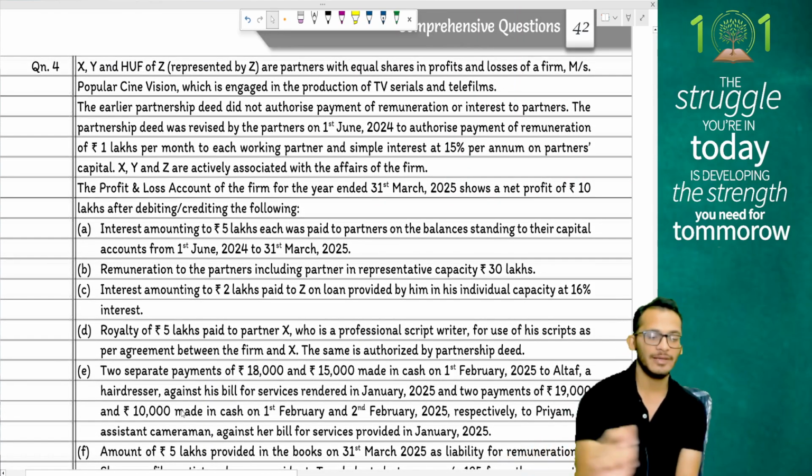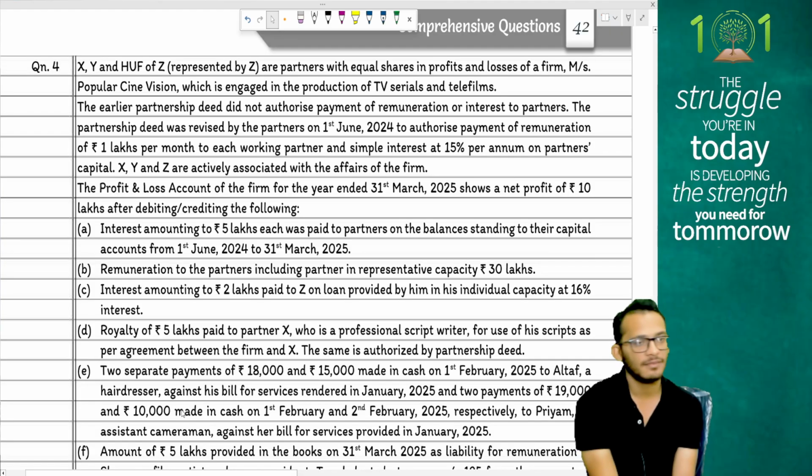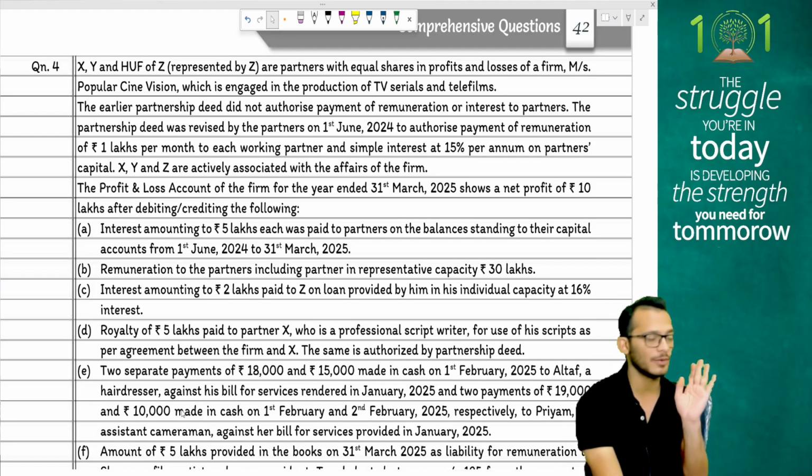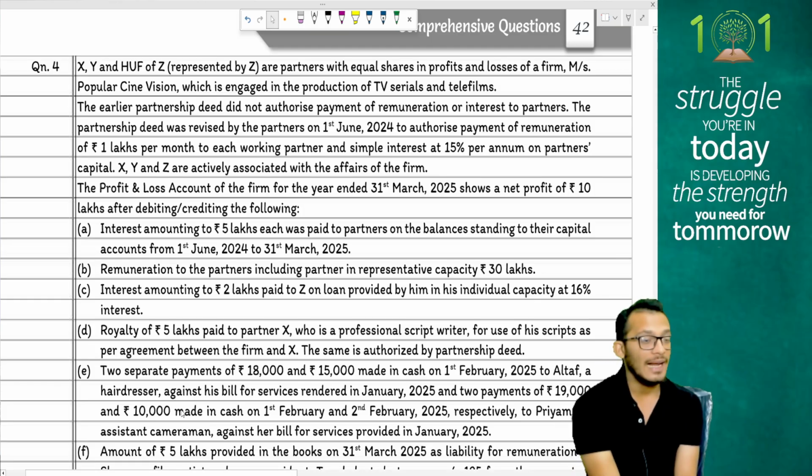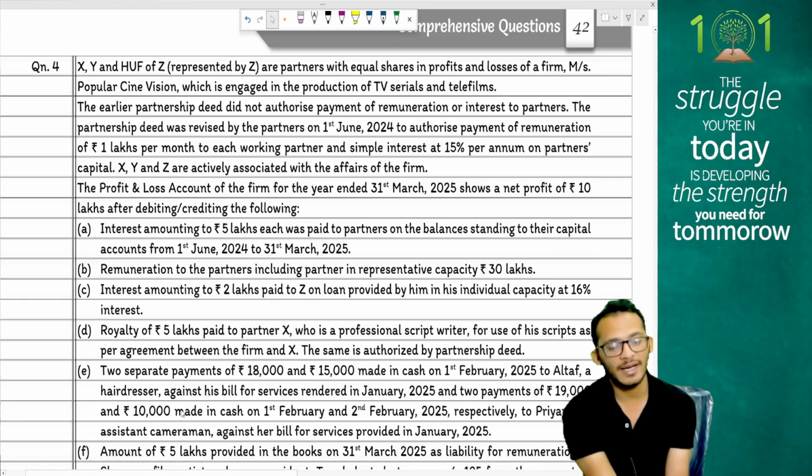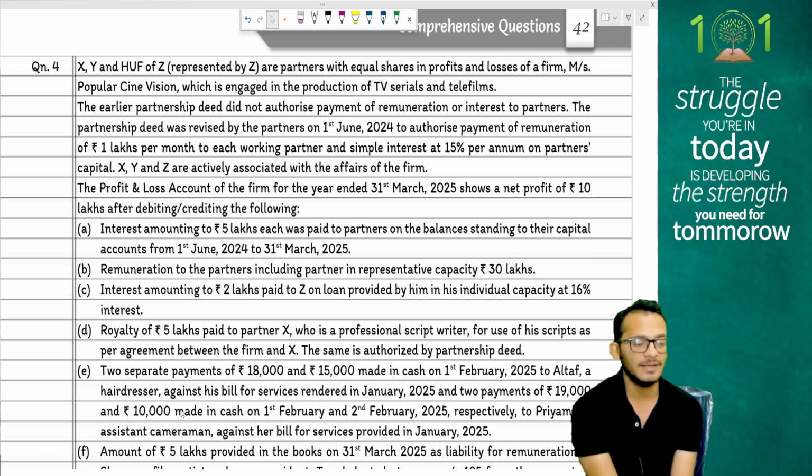Yes, check question number 4. This one is an interesting question. You have to pay special attention to the question. It says X, Y and HUF of Z are partners with equal shares in profit and losses of a firm, M/s Popular Cinevision, which is engaged in the production of TV serials and telefilms.